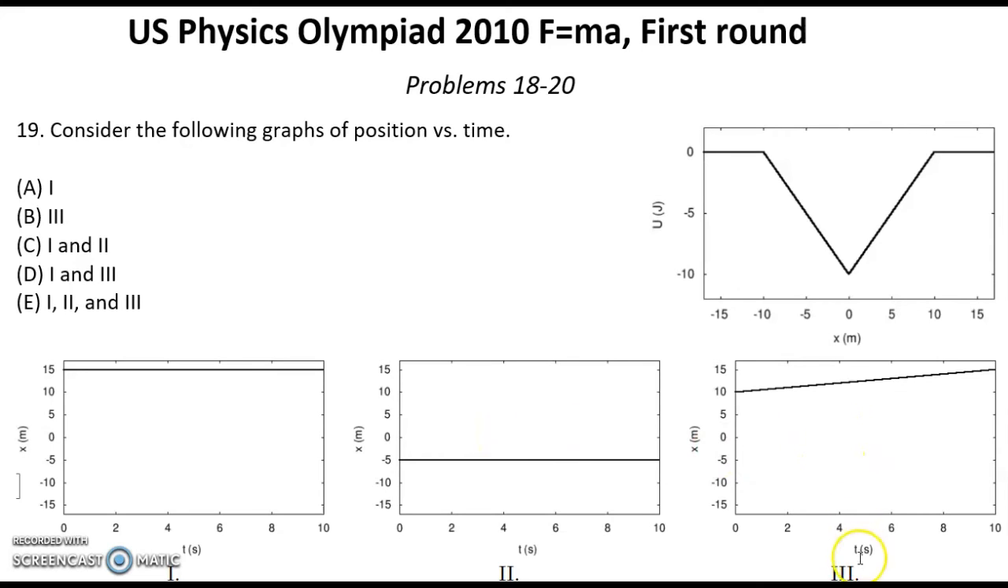And on graph 3 we have motion from 10 meters to 15 meters with a constant speed. If we look at this graph, from 10 to 15 meters force is 0. It means that the object is moving without acceleration, and this graph is correct. So the correct answer is the first and third graphs, which is D.